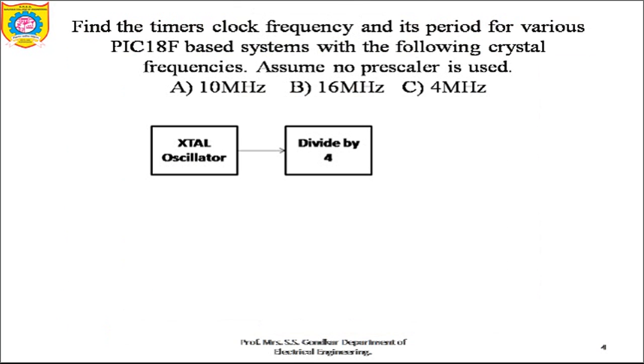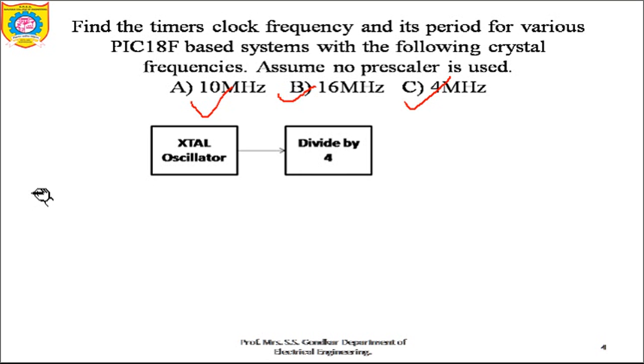Coming to the simple numerical over here: find the timer's clock frequency and its period for various PIC18 based systems with the following crystal frequencies, and assume no prescaler is used. You have been given different frequencies of say 10 megahertz, 16 megahertz and 4 megahertz, and you have a simple diagram. You have a crystal oscillator and it is divided by 4.